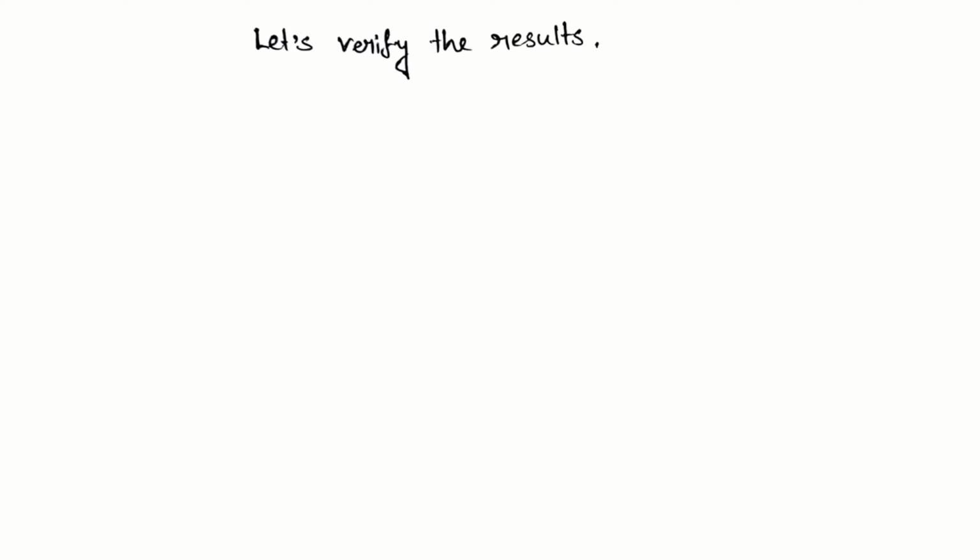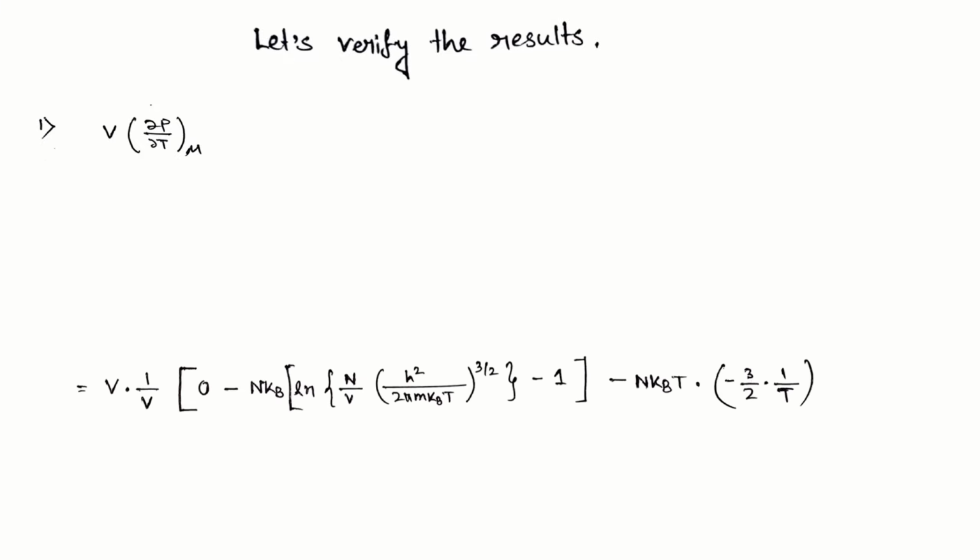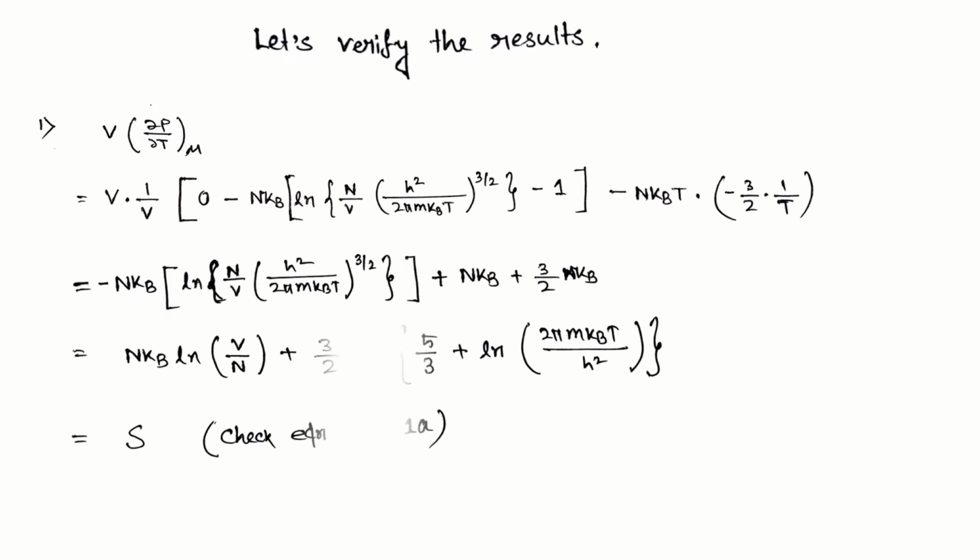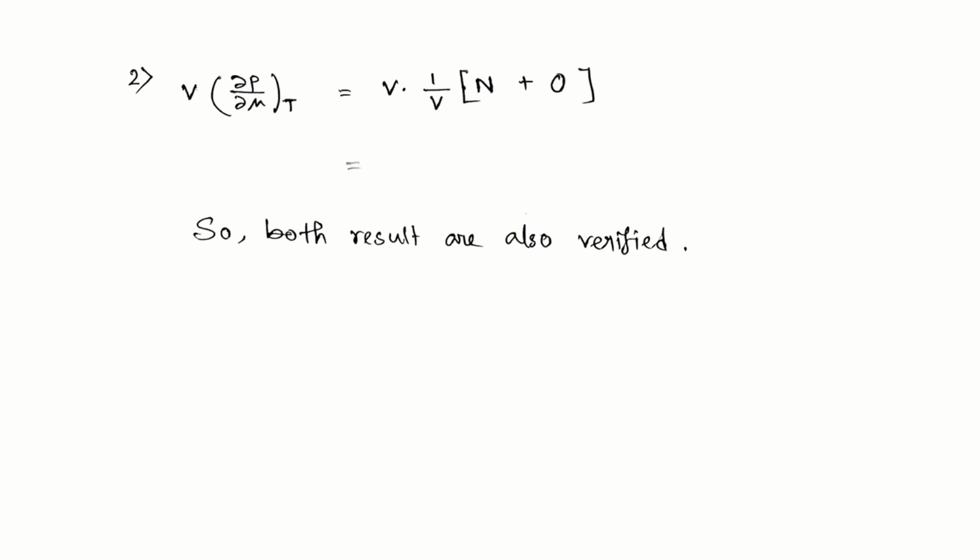Now it's time to verify the result. This is the left hand side. Just put the value of P here, and these are the mathematical steps. You will get this equation, and if you compare with equation 1.5.1a, this is the actual entropy equation they derived. So this is basically the same as S. And the second part is very straightforward; you can directly obtain it. So both results are verified.